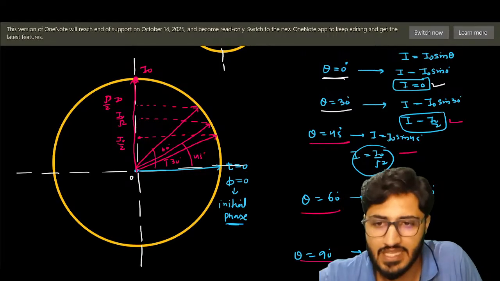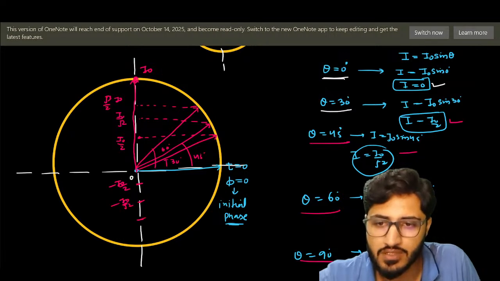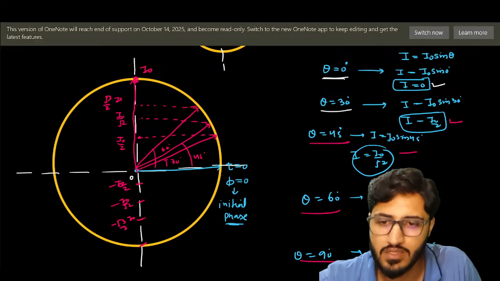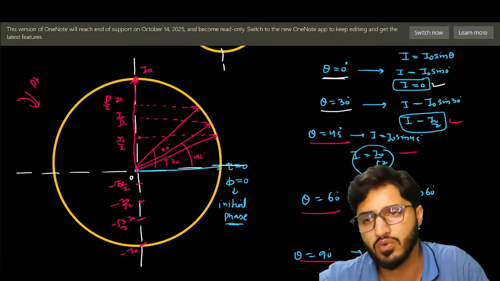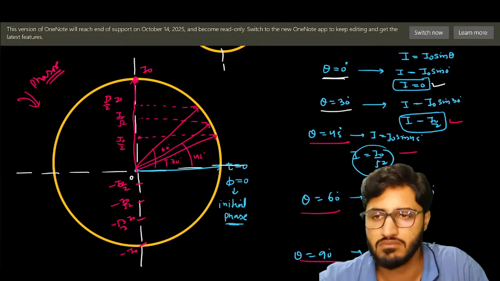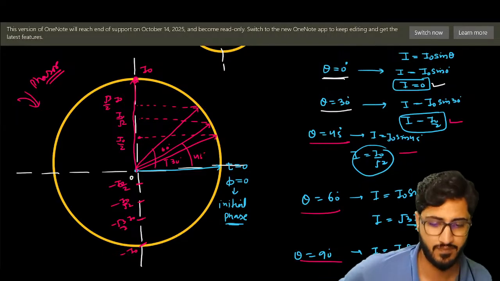Then in the same way we can go here. So here it is minus I naught by 2. Here it is minus I naught by root 2. Then here it is minus root 3 by 2 I naught. So here it is minus I naught. This is my phasor. How to just have fun with phasor.